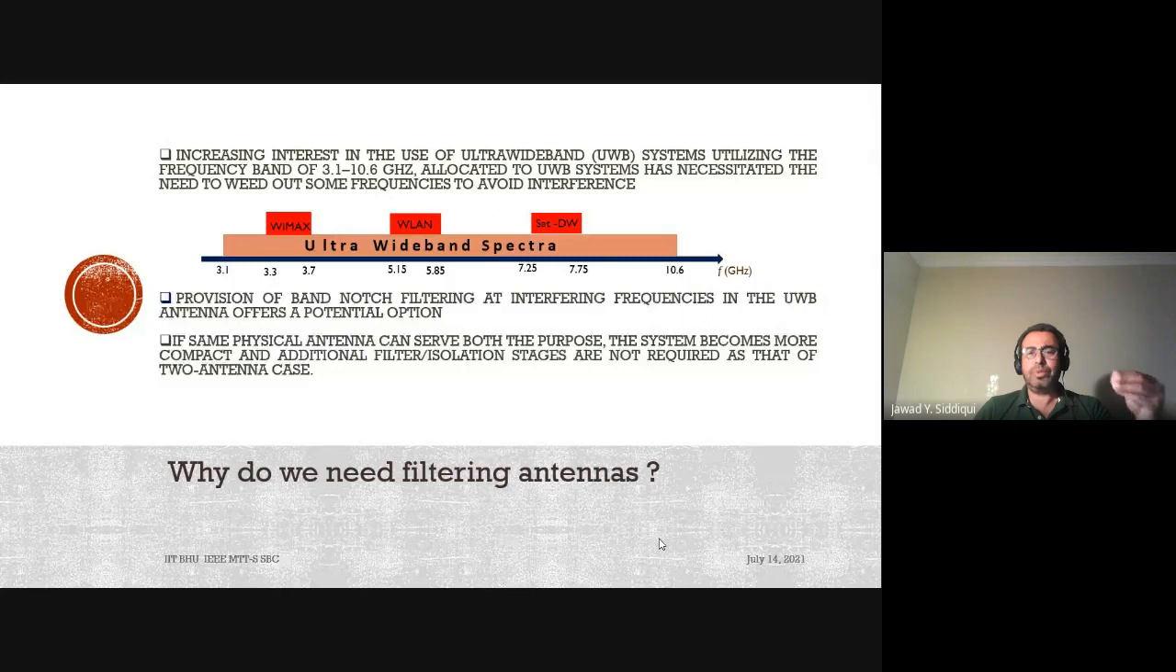That was the basic concept of how you would weed out undesired frequencies in the whole wideband system. If you design a UWB antenna which covers a very wide bandwidth, but you'd like to filter out some of the frequencies, how would you do that? Of course, there are existing techniques of having a filtering unit before the antenna, and provision of band-notching filtering at the interfering frequencies. It offered good potential, and the same antenna can work as a filter and as an antenna. The whole design becomes compact.